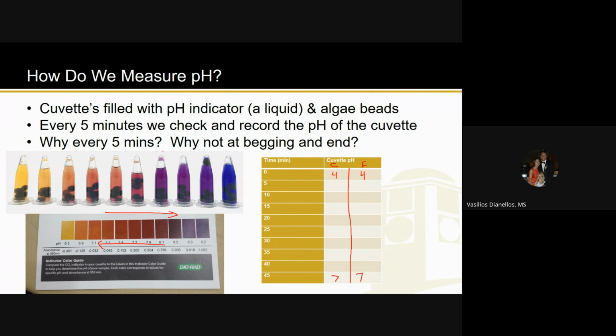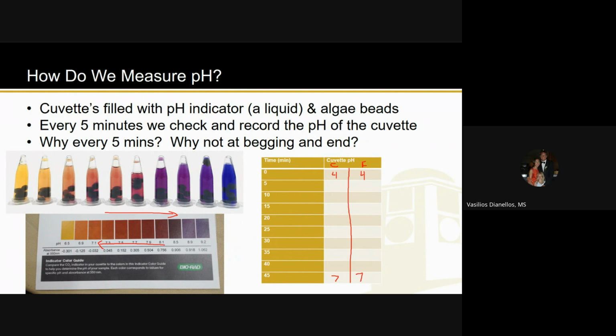So if we just took the data at the beginning and the end, that wouldn't help us, because then we couldn't answer which photosynthesizes better. Something close to the light source or far away from the light source? Like, we can't tell, right? According to this data, these are exactly the same. So this is why we take pH every 5 minutes.